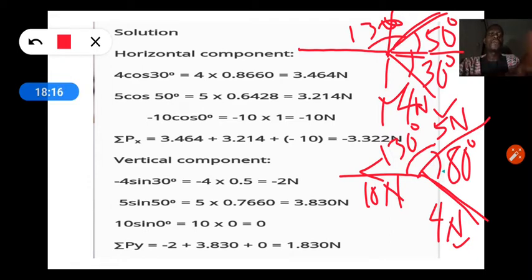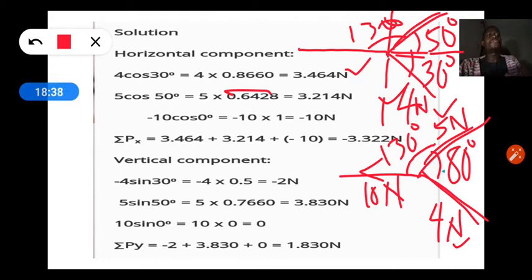If I say 4 cos 30 degrees, I have resolved 4 to the horizontal. So the value of cos 30 degrees is 0.8660, and that gives us this answer. So if I resolve 5, remember our 5 is the one above, this is the 5, okay?